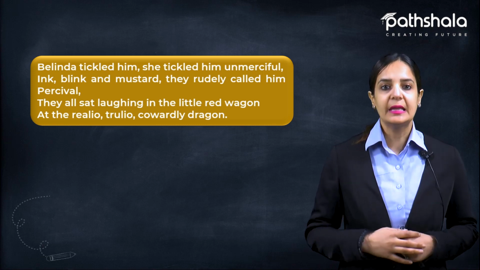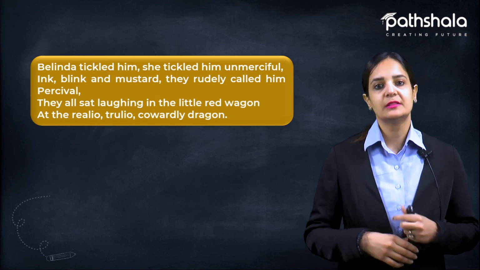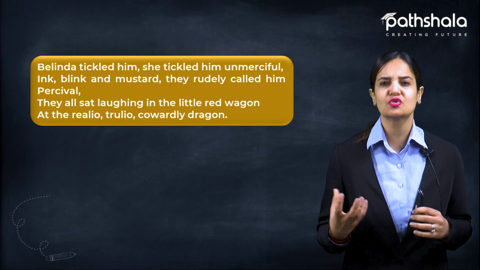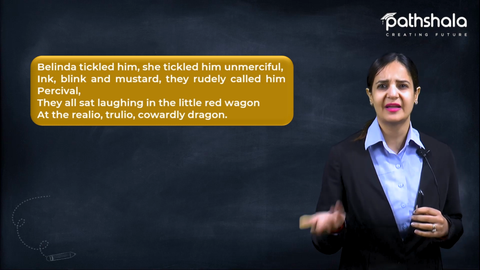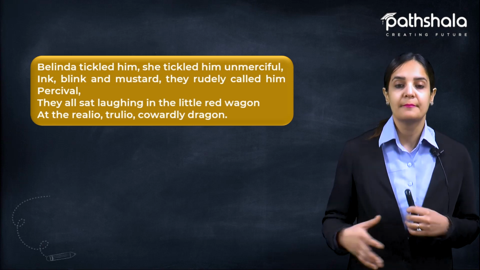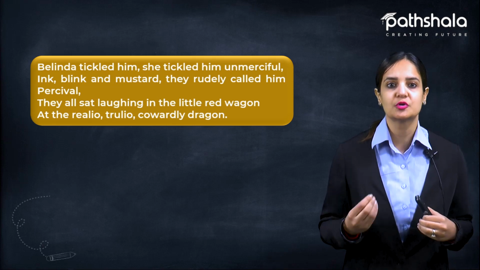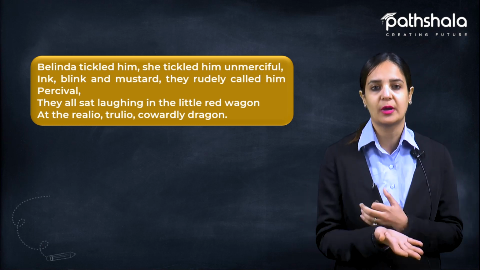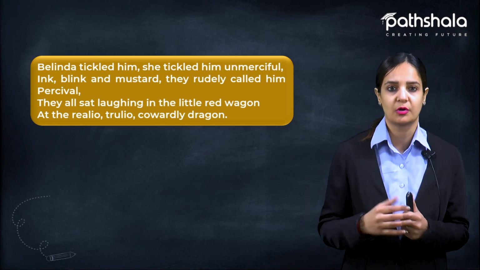Ink, Blink and Mustard, they rudely called him Percival. So what everybody used to call him was that he's such a coward, why is he afraid of all the things. All the little pets used to laugh at him, make fun of him, and call him Percival. It means they used to call him a coward, that he is a scaredy one, he cannot do anything, he cannot do a lot of things.